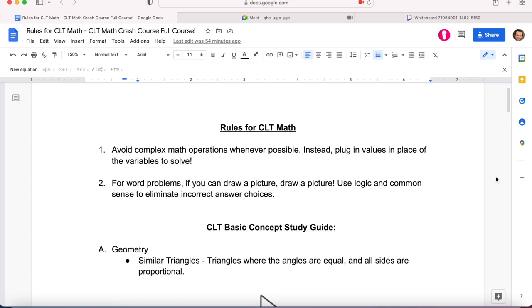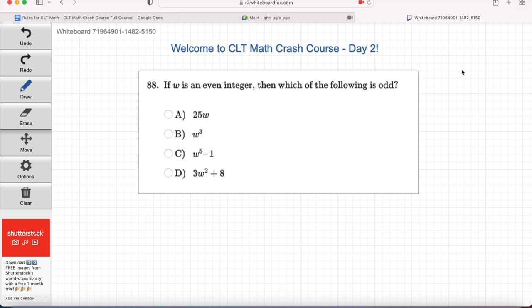Excellent. Thank you. And we touched on that a little bit on the day one section of the course. So you've seen that before, but today we're going to really focus in on that strategy. It's just so useful and pops up so much on the CLT. So let's jump into those questions. I've got a question up here on the whiteboard. All of these questions are from the official CLT practice tests, by the way. So these are the kinds of questions I would expect you to see on the CLT. So go ahead and read question number 88 for us, please.